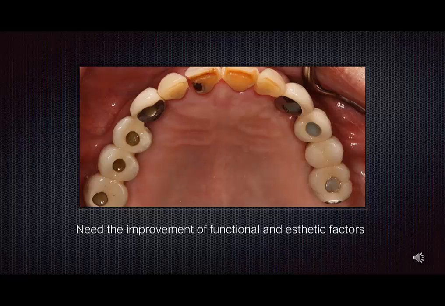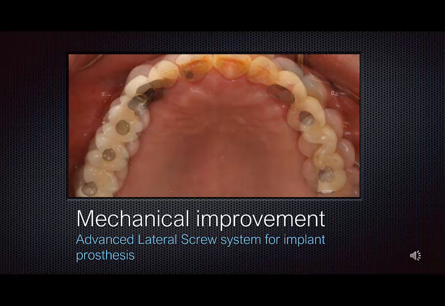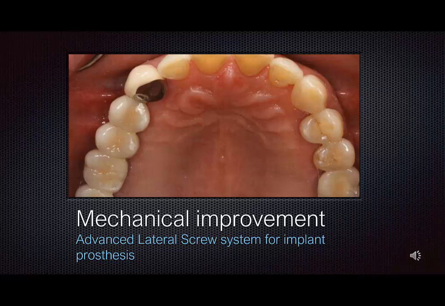The disadvantage of dental implant screw-type prosthetics is a hole formed in the occlusal surface. There is a psychological or functional problem. The system that improved this is the ALS system. The ALS system will give satisfaction to patients and dentists.